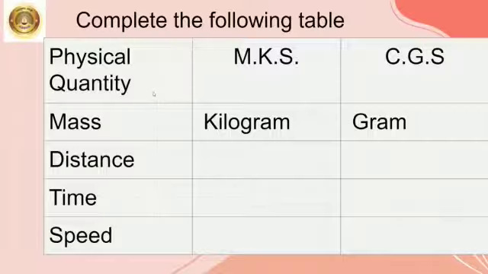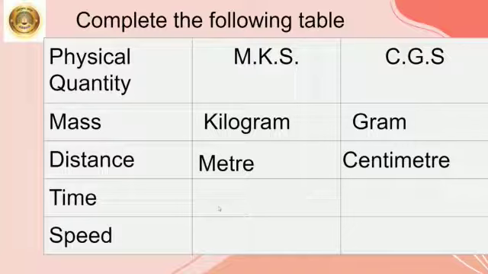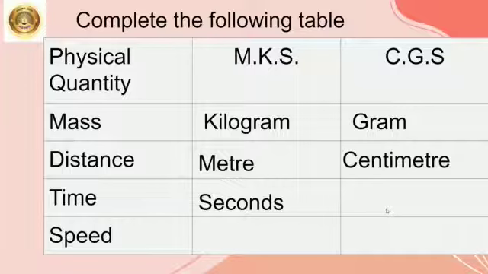Now let's try to complete this table. Here the physical quantity is given. You have to write the units in MKS and CGS system. Mass. The unit is kilogram in MKS system and in CGS system it is gram. For distance, meter, and in CGS system it is centimeter. Time. Seconds in MKS system and seconds in CGS system also.